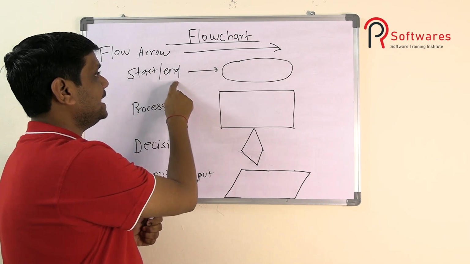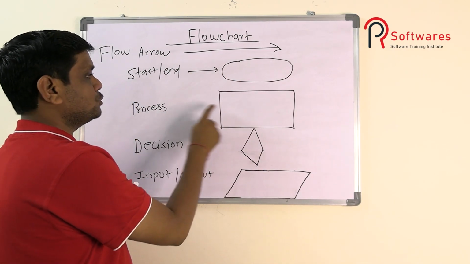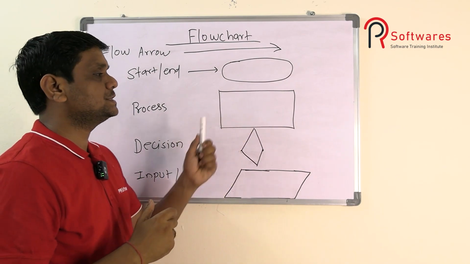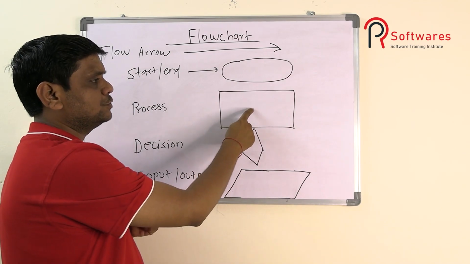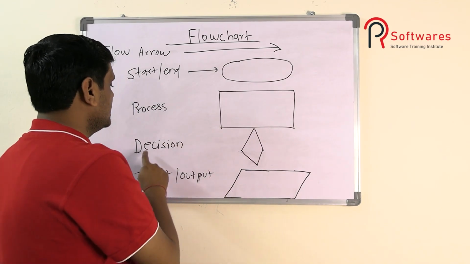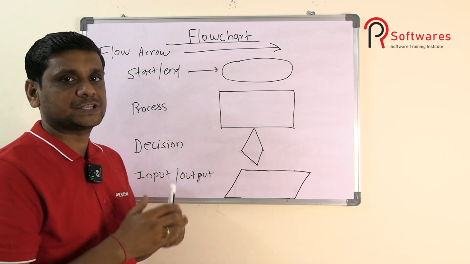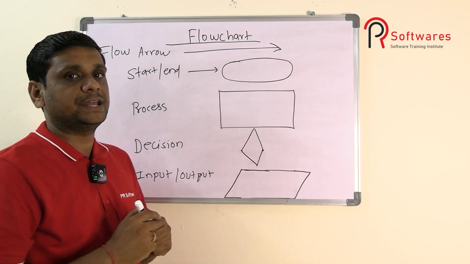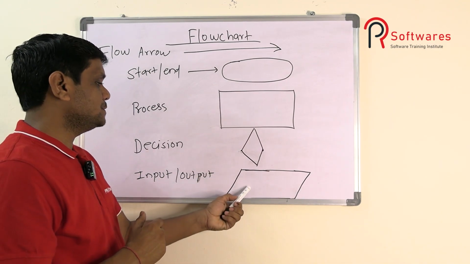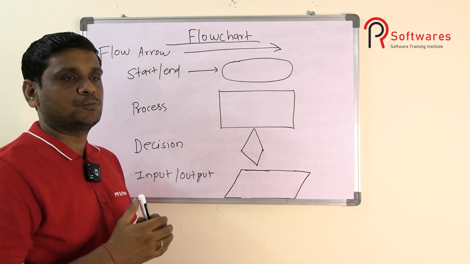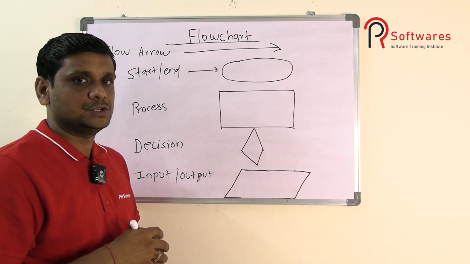Then start and end, we will use this oval shape. Then process, we'll use a rectangle box, like if you want to do some mathematical operation or anything to process, we can use this rectangle. Then decision, whenever we want to check some true or false kind of concept, we'll go with this diamond symbol. And input output, this symbol we'll use to show the input and output, to read any input or to print any output. These symbols will be used.